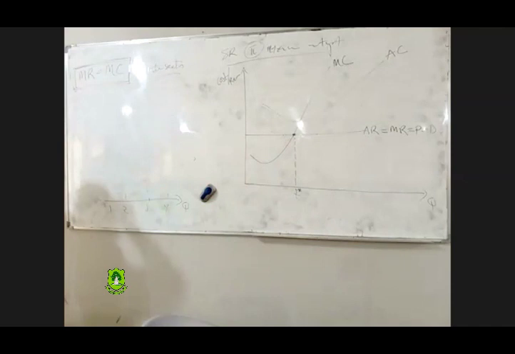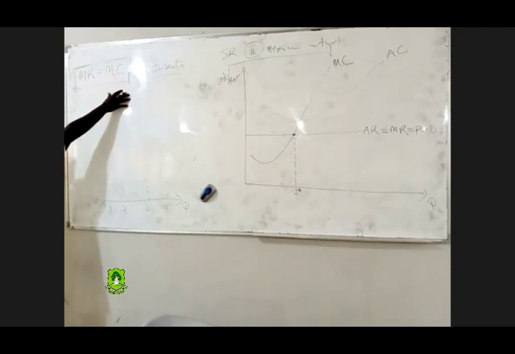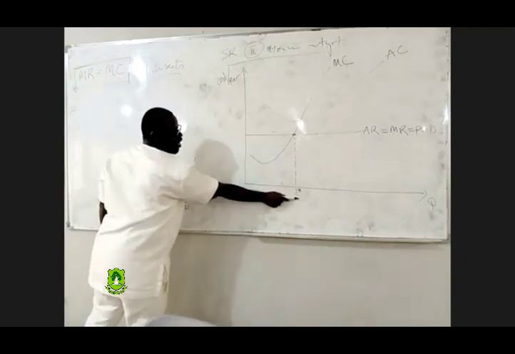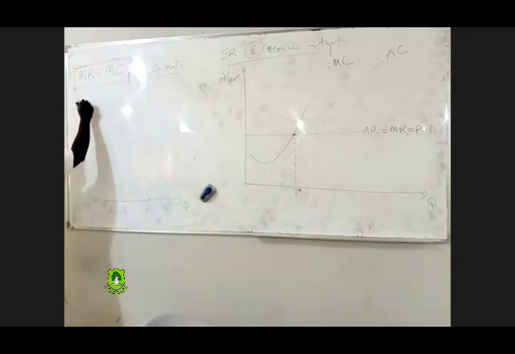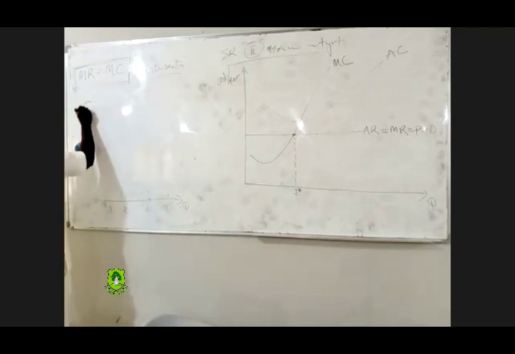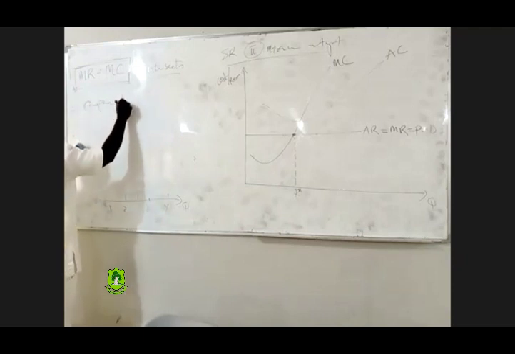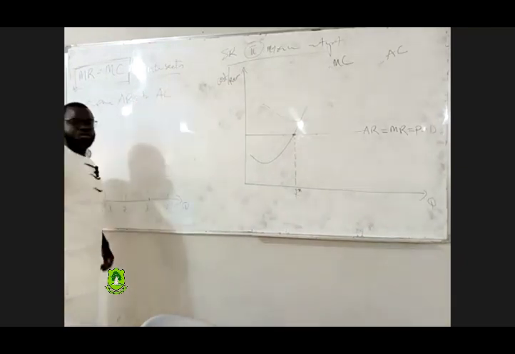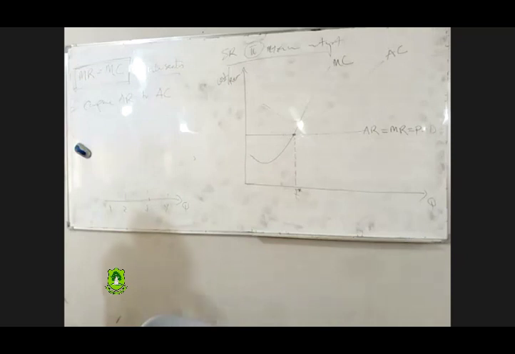So now you look at it in a way that at this particular output level that you have found here, at the point where marginal revenue is equal to marginal cost, you trace it to the output level. You then compare the revenue that you are making, which is the average revenue, to your average cost.